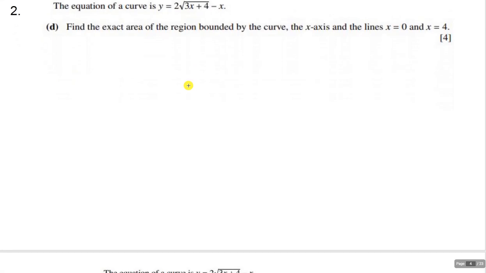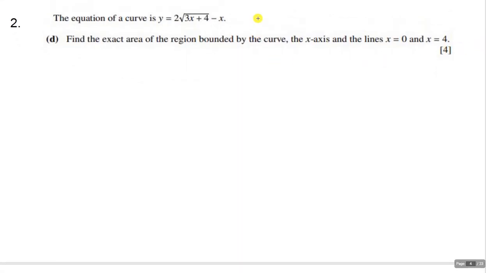We have number 2. In number 2, it says I've got this equation, and it says to find the exact area of the region bounded by the curve and the x-axis, and the lines x equals 0 and x equals 4. Now, finding an area under a curve is also a pretty common thing. It could be bounded by the x-axis or the y-axis, and you have to pay close attention. Sometimes there'll be a picture, and in this case, there is no picture, but you don't require a picture.